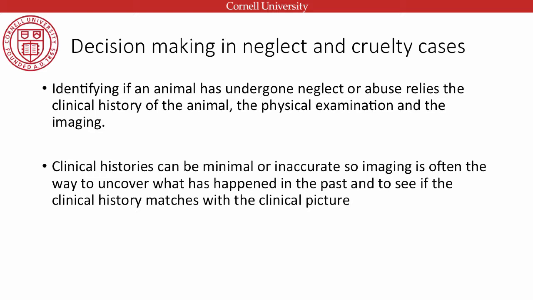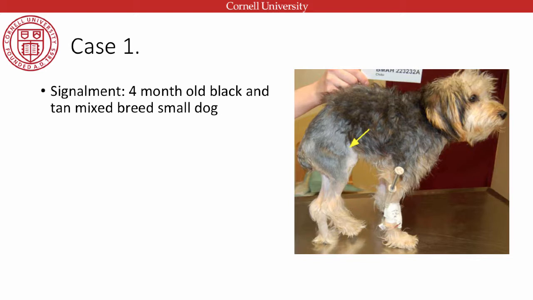And I'm going to go through a few cases where we're going to have to try and work out whether abuse is present or not, and try and understand that from the imaging that we're seeing. So we're going to start off with case 1 here. This is a 4-month-old black and tan mixed breed small dog.